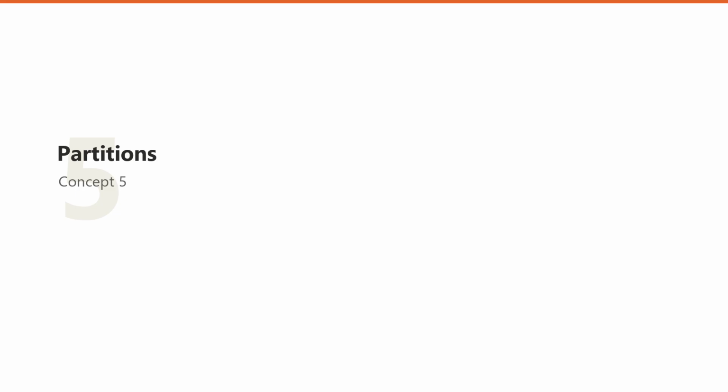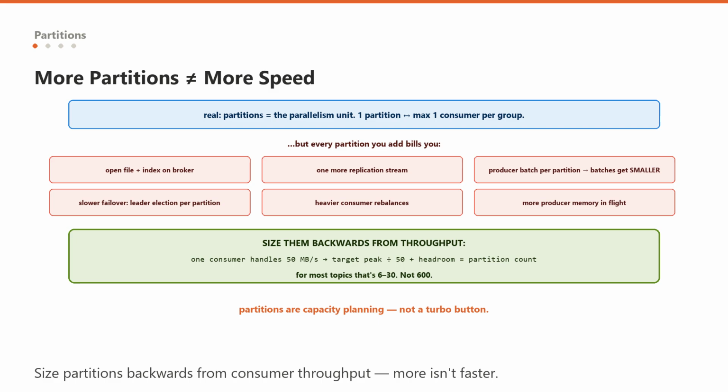Halfway. Now the knob everyone reaches for first and shouldn't. Partitions are Kafka's unit of parallelism. One partition can be consumed by exactly one consumer in a group, so the partition count caps how many consumers can share the work. That is real, and it is why partitions matter.